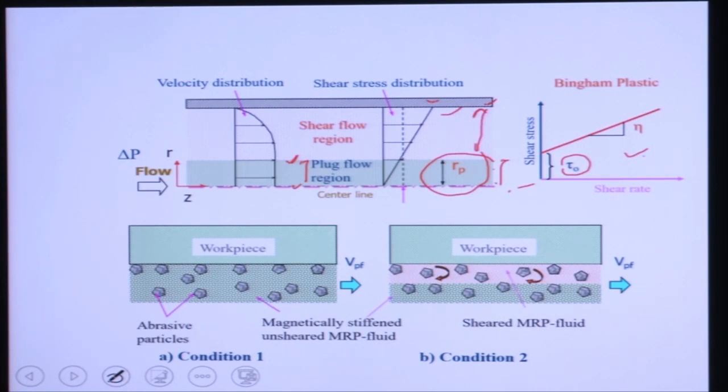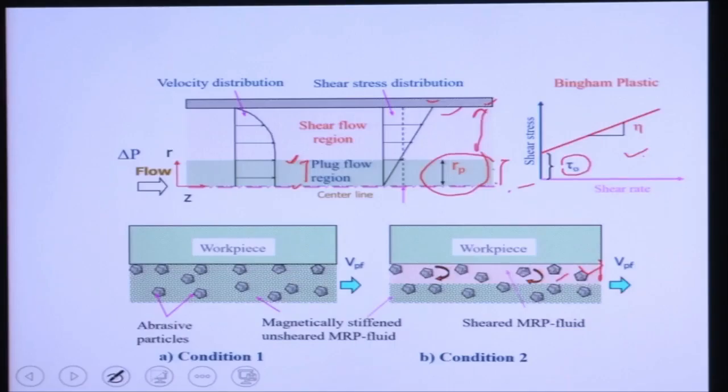So there are two methods of machining: condition 1 and condition 2. In the first condition, the total solid core region of this fluid is moving through the cylindrical section. As the fluid is not sheared in condition 1, these abrasive particles will be held with higher bonding force. But in the second case, you can see this fluid is sheared in this zone.